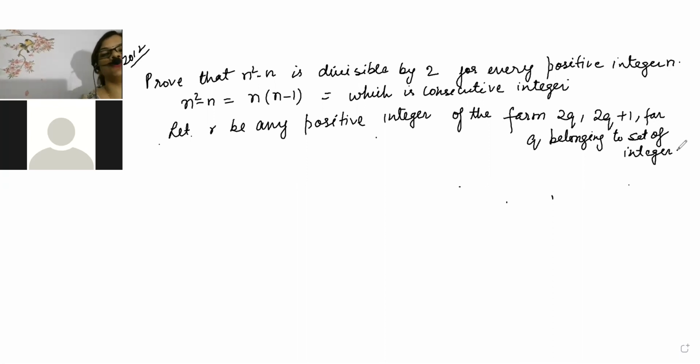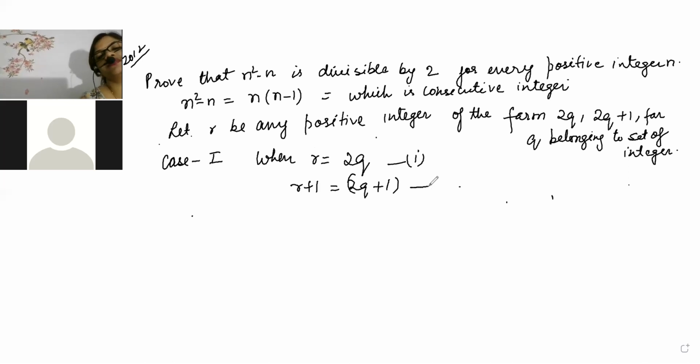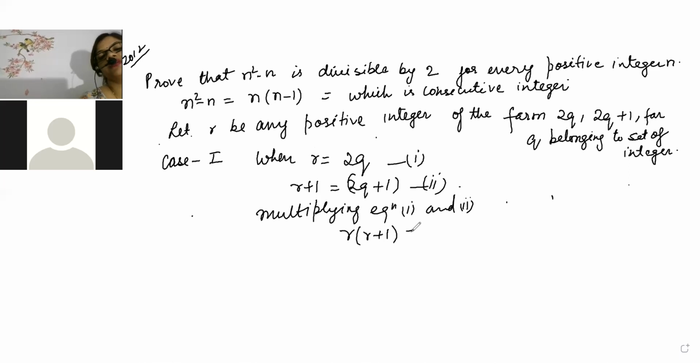Again, we will start with 2q. Case 1: when r is equal to 2q. Then beta, what will be r plus 1? r plus 1 will be 2q plus 1. Now this is equation 1 and this is equation 2. So multiplying equations 1 and 2, directly 2 is coming out, which is divisible by 2.